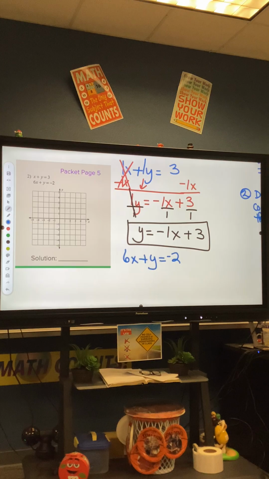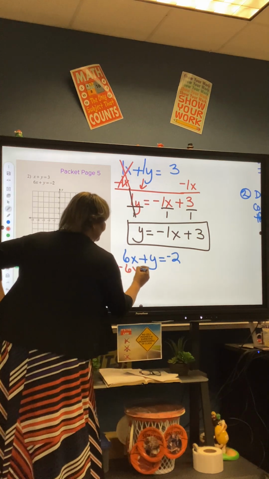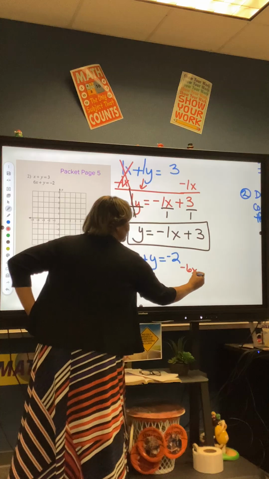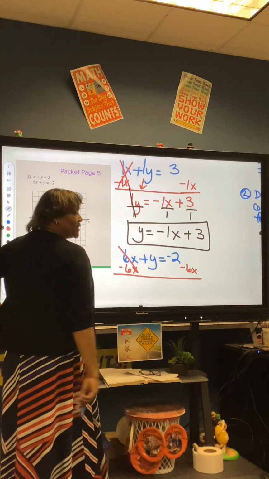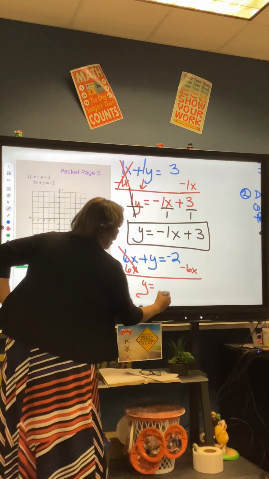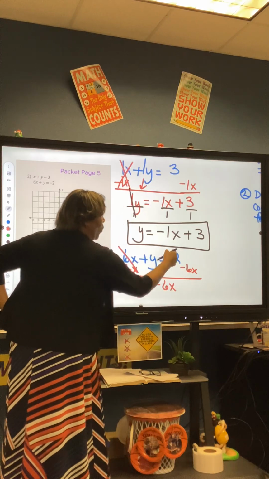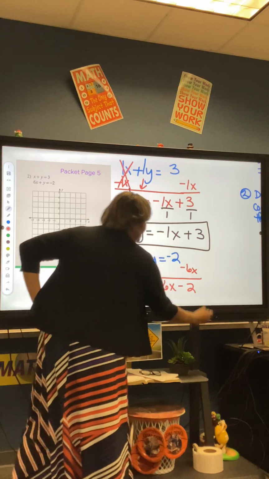I'll wait on you to do this. It's easy when I do it sometimes. I'm going to subtract 6x. Create my 0 pair. Halfway there. Y is equal to my slope, which is a negative 6. My y-intercept is a negative 2.